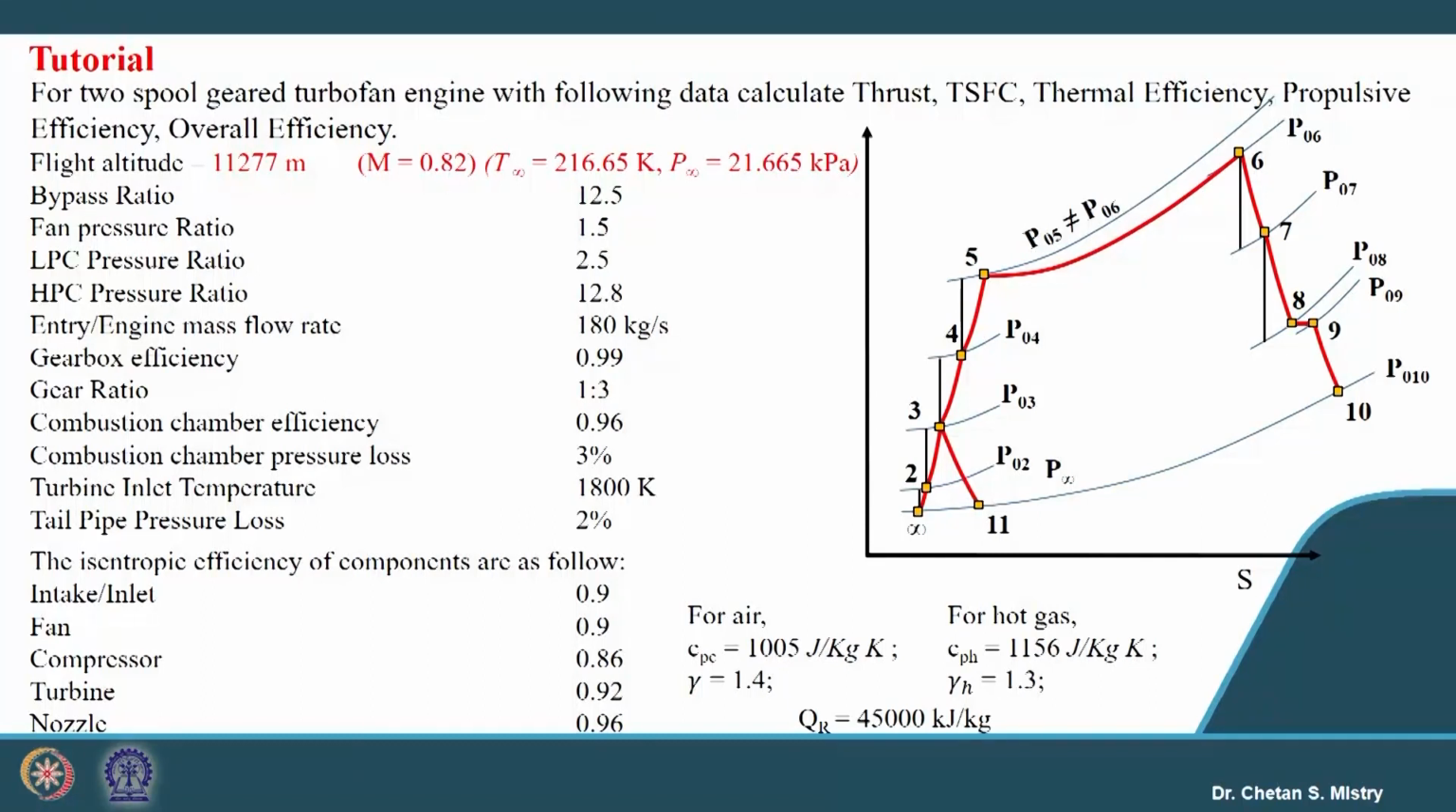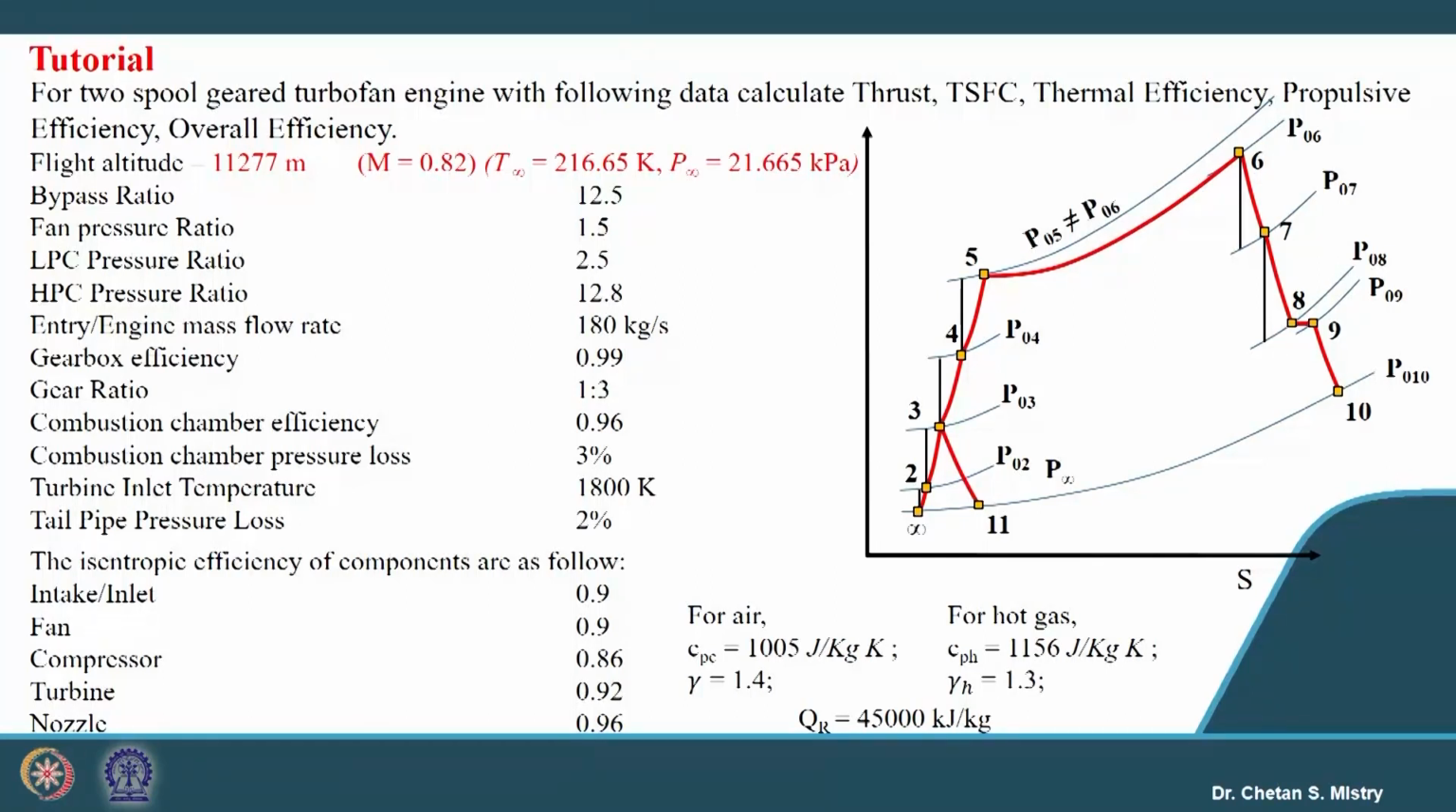Now, be careful about what data is given to you, because based on that we need to decide our approach, otherwise you will end up doing some other cycle analysis. So, be careful here: fan pressure ratio is given, LP compressor pressure ratio is given, and HP compressor pressure ratio is given. We have the engine mass flow rate as 180 kg per second.